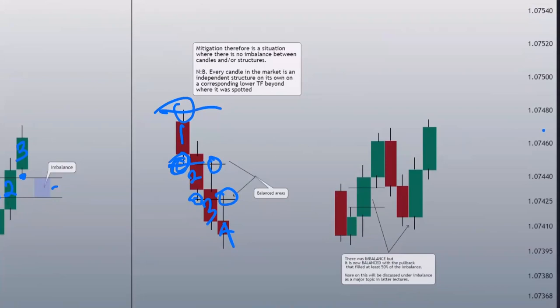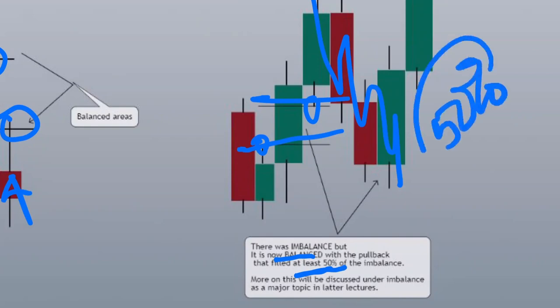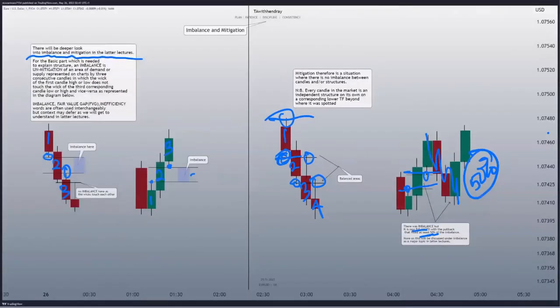All right. So there was imbalance there, as we can see. Then price pulls back, filling up the whole of the imbalance. Now let's see a condition for a balanced pullback. There was imbalance, but it is now balanced with the pullback that filled at least 50%. If an imbalance is already filled up to at least 50%, then definitely we assume that it is already balanced. More on this will be discussed under imbalance as a major topic in later lectures.